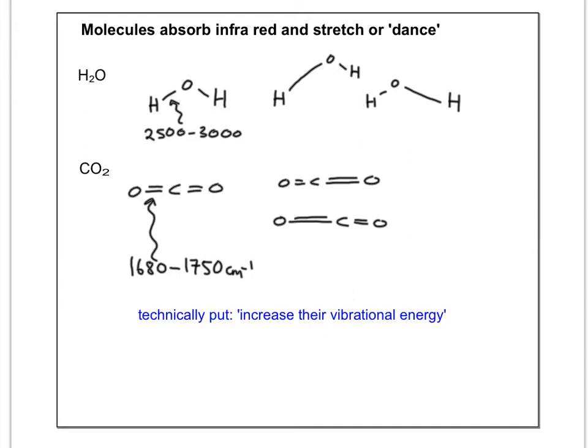How do bonds absorb energy? The infrared light hits the bonds and the bonds vibrate. They do a little wiggle, they do a little dance. So different bonds absorb slightly different energies. For example, the O-H bond in water absorbs an energy of 2,500 to 3,000 wave numbers. A wave number has the units centimeters to the -1. That means you can fit in 2,500 to 3,000 waves per centimeter.